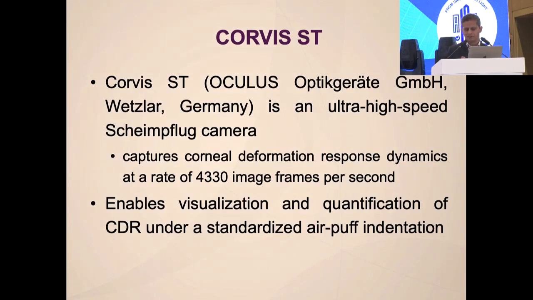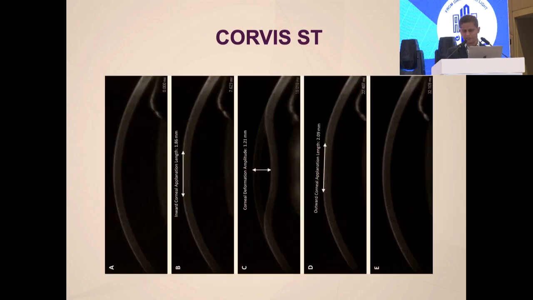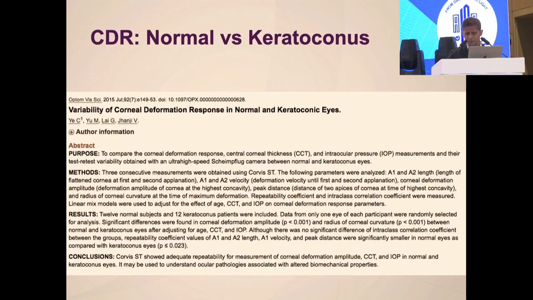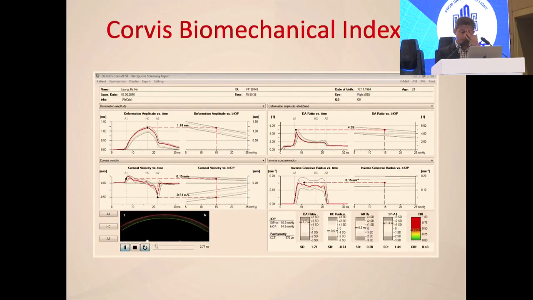It basically captures the corneal deformation response, and more than 4,000 images are captured per second. The puff of air basically indents the surface of the cornea, much like NCT, normal non-contact tonometry. And then there's inbuilt software that measures the response of corneal deformation to that puff of air. We've shown that the repeatability of the corneal deformation response is actually pretty high in normal as well as keratoconic eyes.